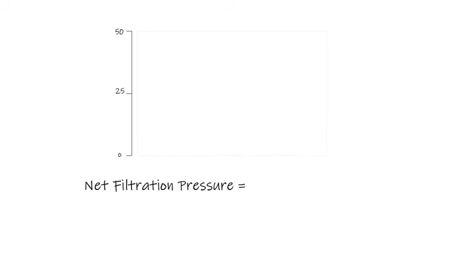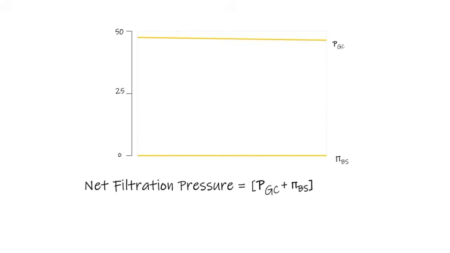Now let's look at these forces graphically. First, glomerular capillary hydrostatic pressure is relatively high and remains high as blood travels through the glomerular capillary. This is an important feature of this particular capillary bed. Bowman's oncotic pressure is essentially zero under normal circumstances.